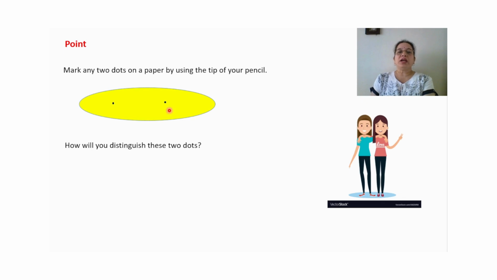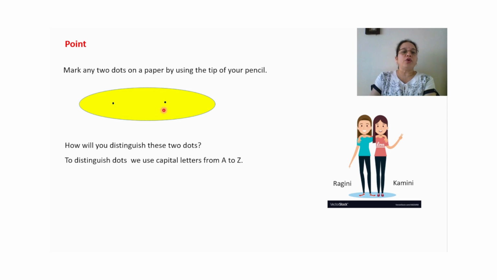Here we can see that for human beings also we have our names. Here you can see the pic of two girls. One is Ragini and one is Kamini. So we can identify the person by their name. In the same way, geometrical figures also have their own names. So now the question is how to give names to the points. To distinguish these 2 points, we use capital letters from A to Z.